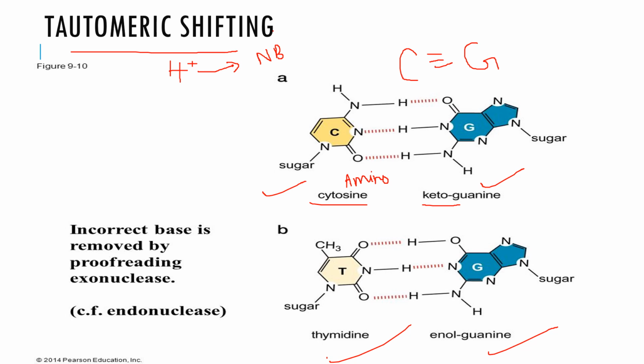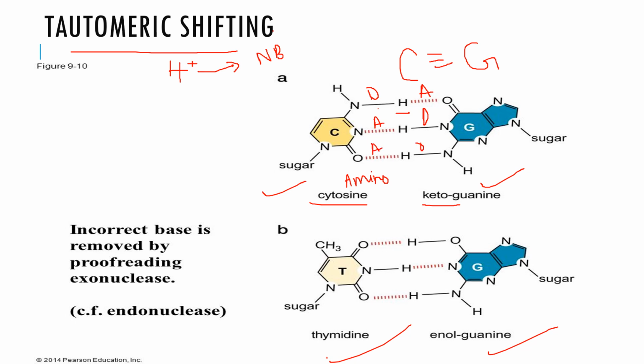Here another thing: the cytosine has the amino group, with one extra hydrogen present, and the guanine does not have it. So here it acts as a donor and it acts as an acceptor. The dotted line is for acceptor and the straight line is for donor. So here it's donor and acceptor, and donor and acceptor.